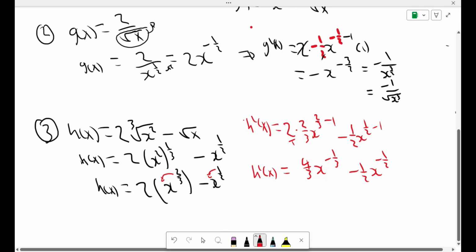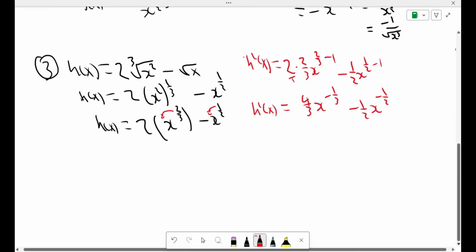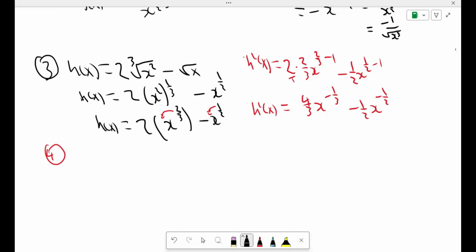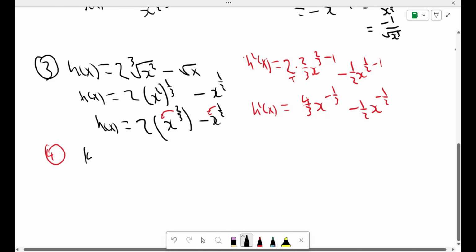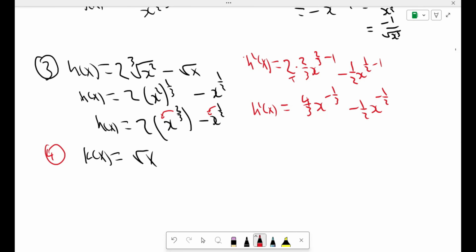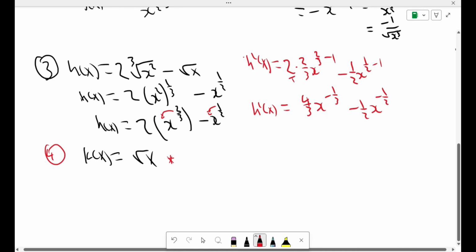And let me add another page here, another example, I mean the fourth one. For another example, we can have k of x as the square root of x. Now this one I want to put a star, because this is our famous friend.